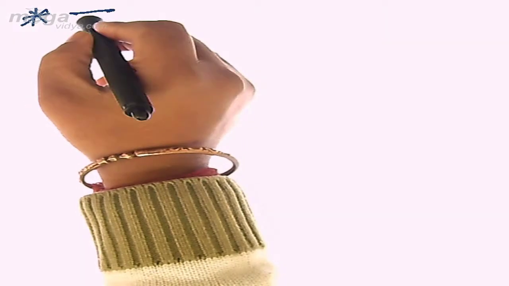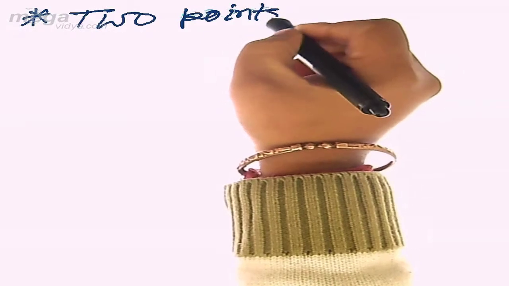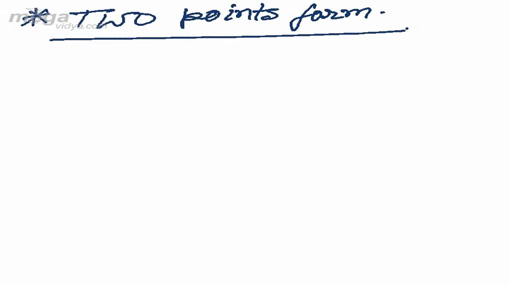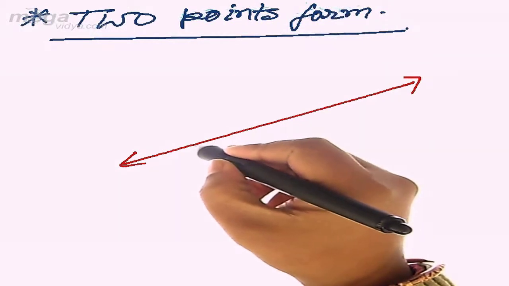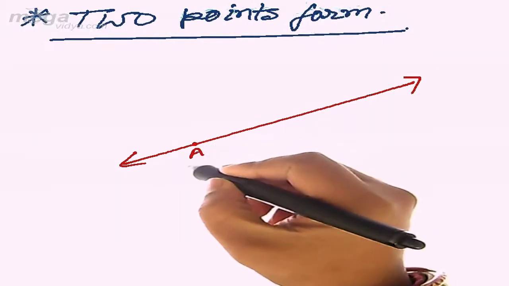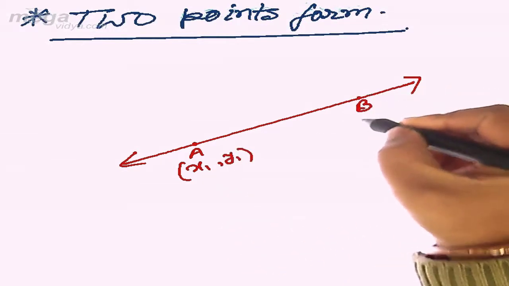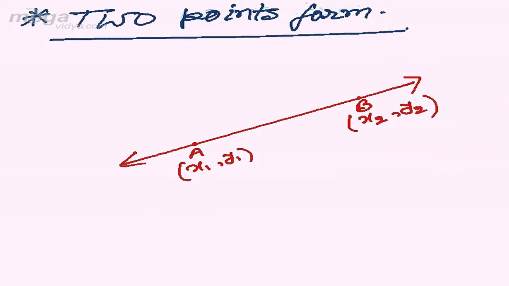Now the equation of a straight line by using the two points form. When a line is passing through two points, then what will be the equation of the straight line? Like this is the line and this is the point A (x1, y1) and this is B (x2, y2). These are two points lying on the straight line. Then what will be the equation of the straight line?